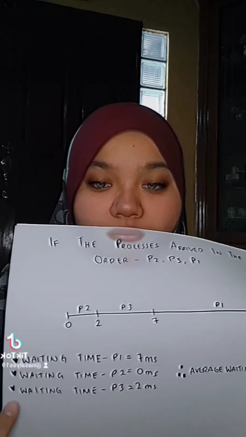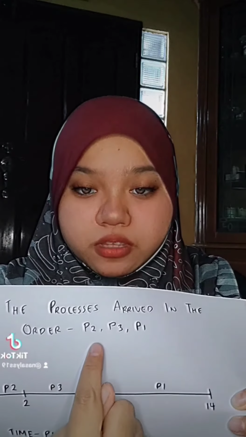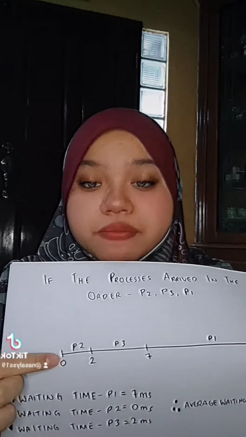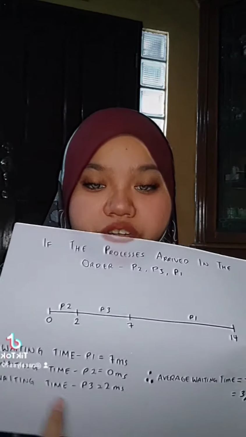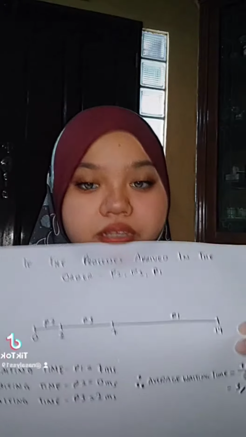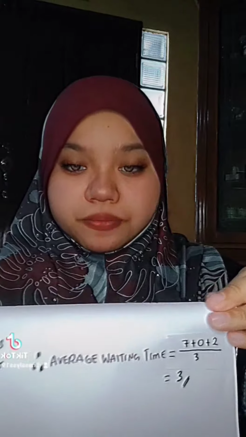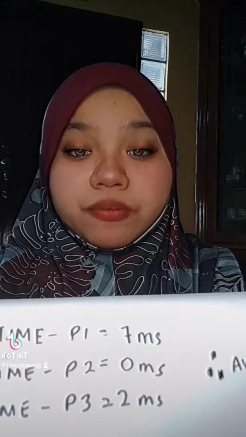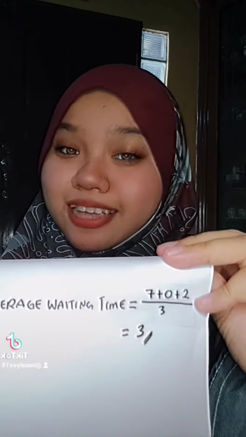What is the waiting time for P2? Since P2 is the first thing that arrived, the waiting time is 0 milliseconds. What is the P3 waiting time? Since P2 consists of 2 milliseconds of burst time, that is where P3 starts. And what is the average waiting time? All three of these, 7 milliseconds, 0 milliseconds, and also 2 milliseconds, added up and divided by 3, and we get the answer.